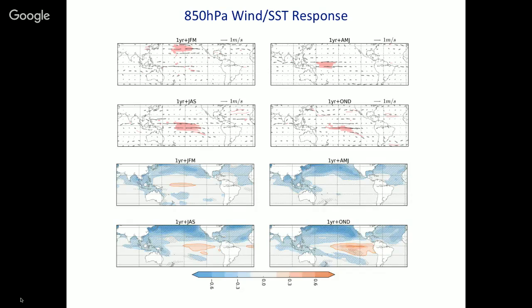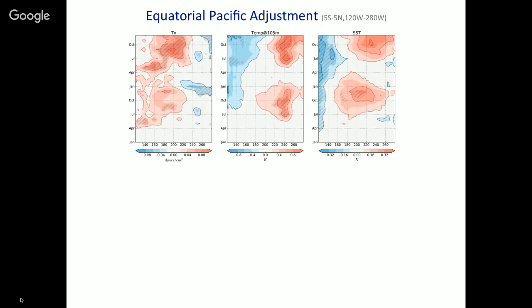So I've shown you this. Now what I'm going to do is a Hovmöller plot along the equatorial Pacific, which looks like this. I'm showing you the wind stress, the subsurface temperature, and the SST. This is the West Pacific, this is the East Pacific, and time goes this way. So it's the start of the run, and this is the end of the two years.